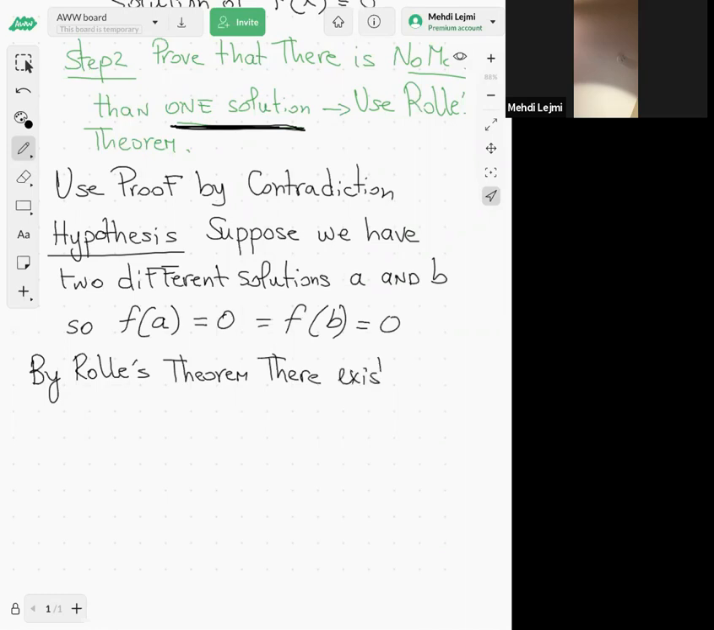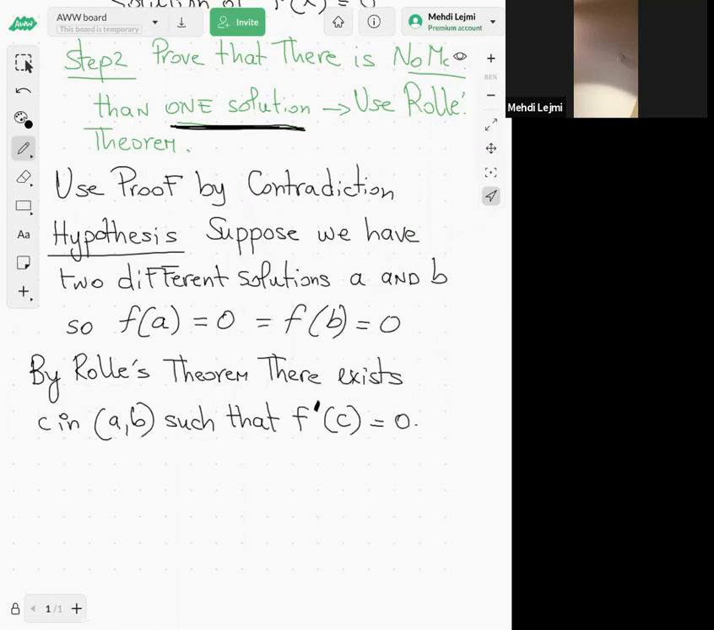a C in the interval AB such that f prime of C is equal to 0. So this is what you're asking, Daniel. Here in this second step, my C would satisfy f prime of C equal to 0. Okay. So Rolle's theorem says that whenever you have f of A equal to f of B, then there will be a C in this interval AB such that the derivative of f at C is 0, right? So that's the consequence of Rolle's theorem.